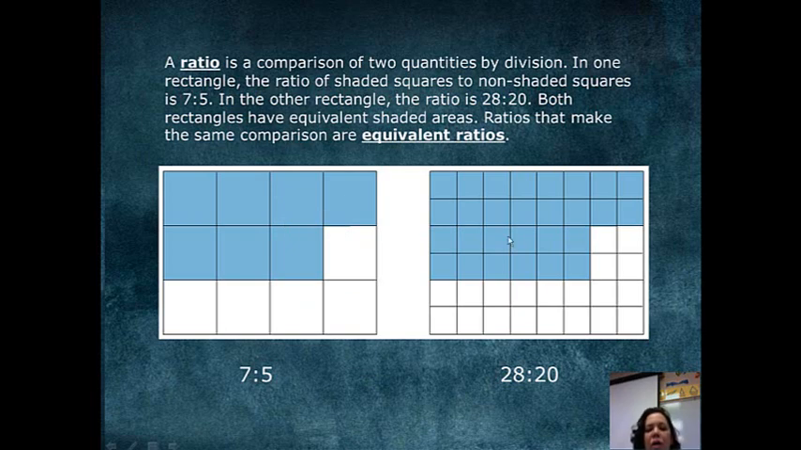Now if we look over here, we have 28 shaded to 20. But if you compare these two, they're the same size. Even though we have 28 to 20 and 7 to 5, it doesn't matter. They're still equivalent. They are equivalent to each other.